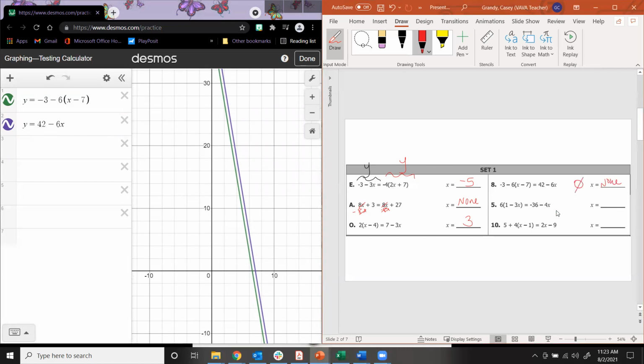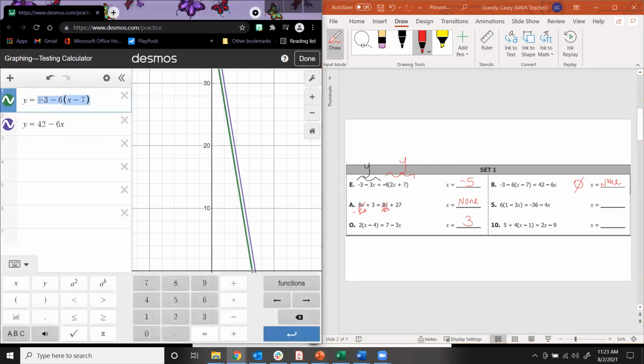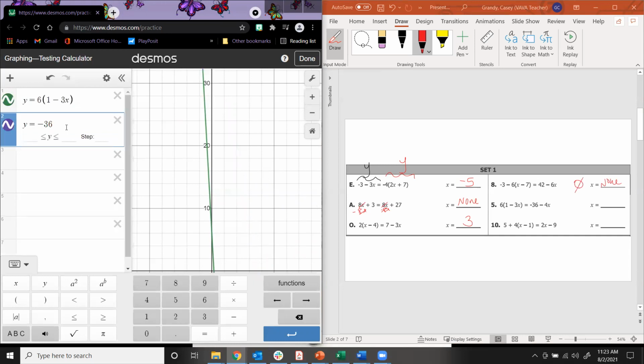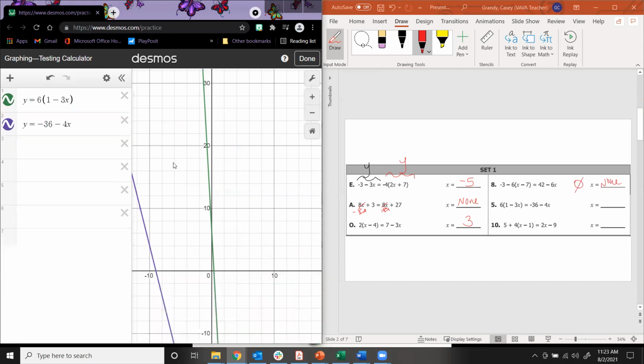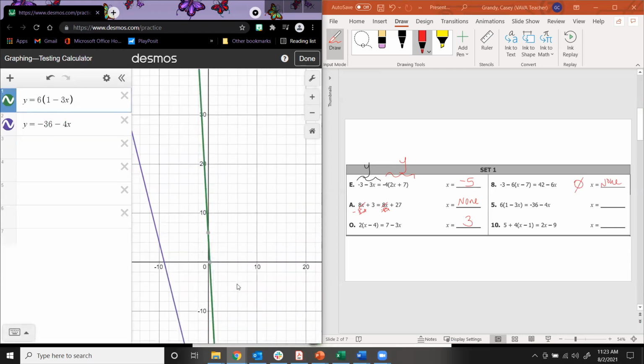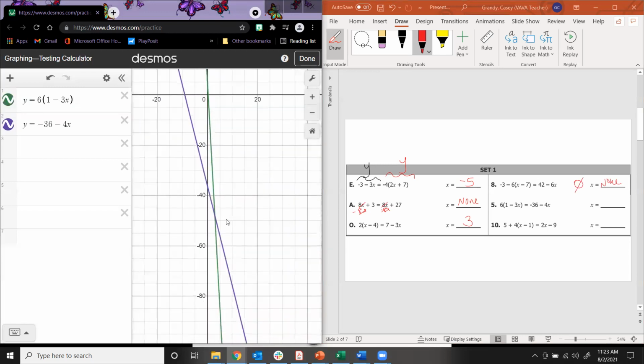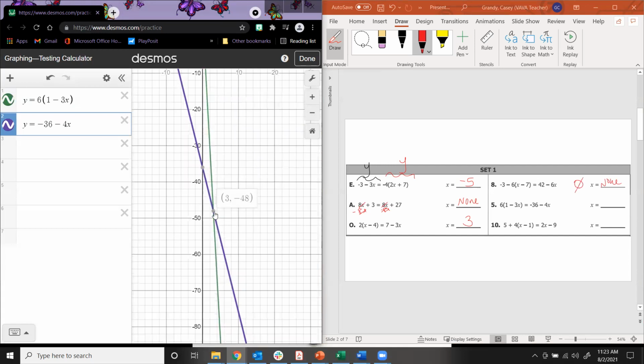Sometimes you might see that written like this also. Okay, let's do number 5 there. 6(1-3x), negative 36, negative 4x. Okay, these clearly intersect down here. Drag it. There we go. They intersect right there. You can click on it. You can zoom in if you need to. But the x coordinate there is 3. So for number 5 over here, x equals 3.